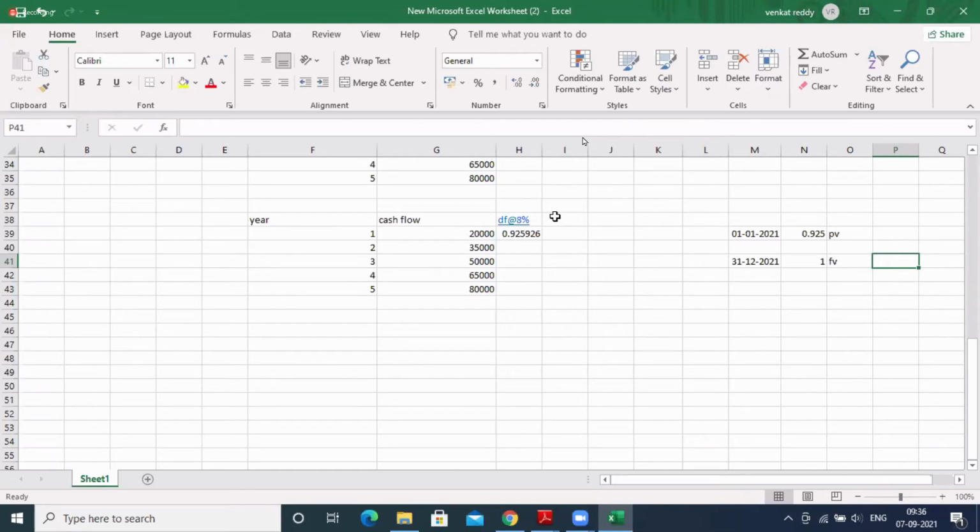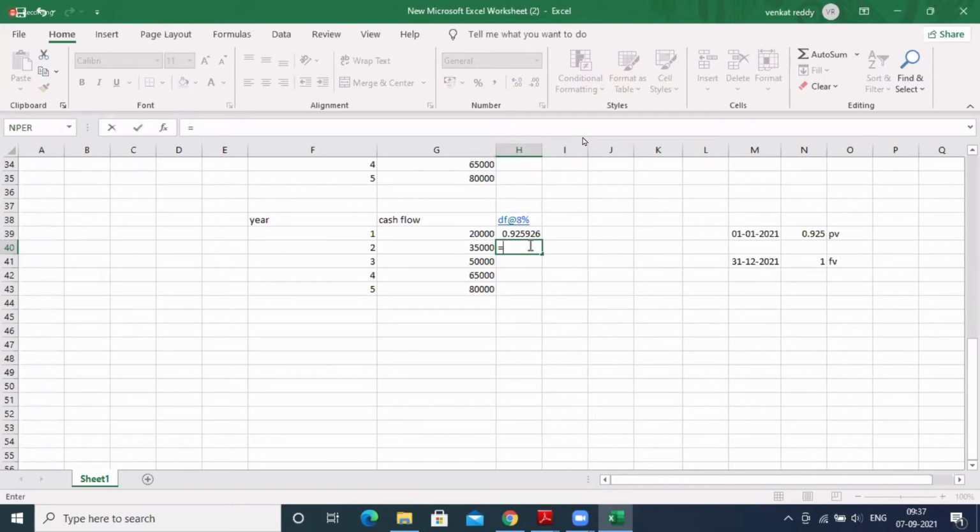Did you understand this? Yeah. Now one more thing is, if you are receiving $1 after 1 year, then its present value will be 0.925. But what if you are receiving $1 after 2 years? What is the value of that particular $1 which you are receiving after 2 years in present terms? So we should calculate for the second year also here.